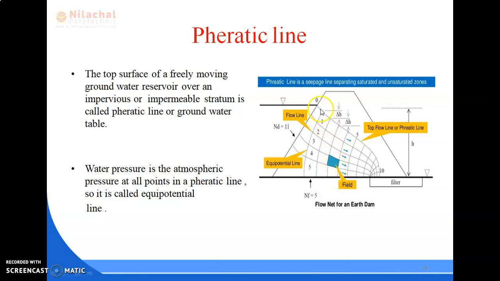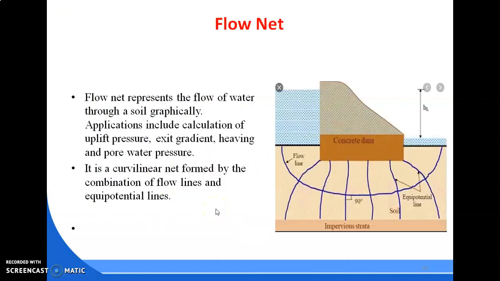So the top surface of a freely moving water is known as phreatic line. Water pressure is the atmospheric pressure at all the points in a phreatic line. All the pressure is the atmospheric pressure, so it is called an equipotential line also. So this is a 2-mark question.